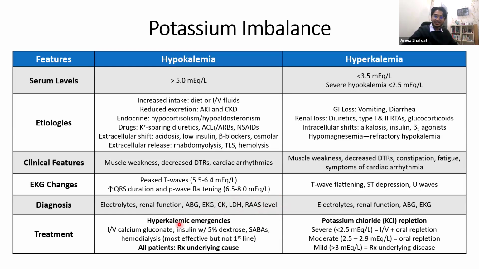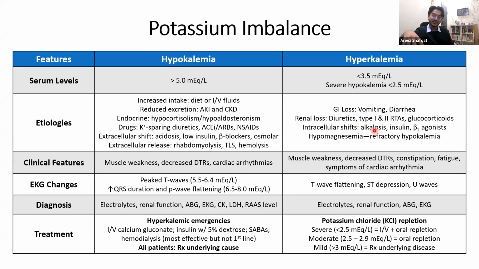Good. If it's an emergency hyperkalemia, you give calcium gluconate, then insulin and 5% dextrose or glucose. Hemodialysis is usually the most effective, but it's not first line, okay? With hypokalemia, you can have GI loss like vomiting and diarrhea. You can have renal loss, such as with diuretics, type 1 and type 2 RTAs, or glucocorticoids. Glucocorticoids, why? Because they activate the aldosterone receptor in the kidney, and that causes potassium excretion. Intracellular shifts, that's the opposite of hyperkalemia.